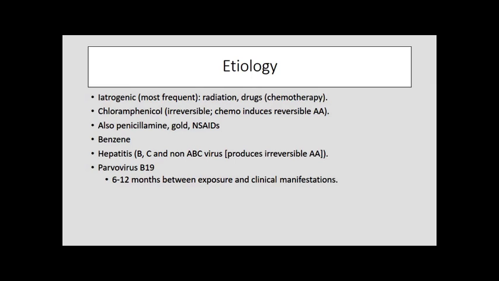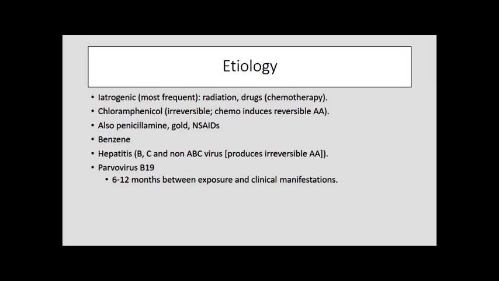Some drugs like chemotherapeutic drugs can not only, remember, destroy the cancer cells, the normal cells can be destroyed as well. Chloramphenicol, notice that the aplastic anemia produced by chloramphenicol is irreversible. Chemotherapy produces a reversible aplastic anemia. That's why this drug is not very frequently used, because it can have very serious side effects. Treatments with penicillamine, gold salts, NSAIDs, that we use so commonly, can also produce aplastic anemia.